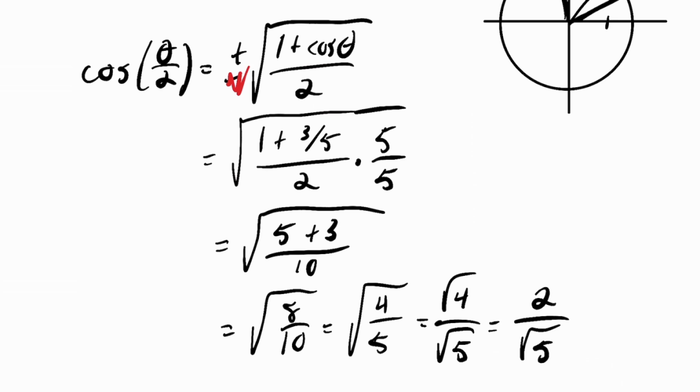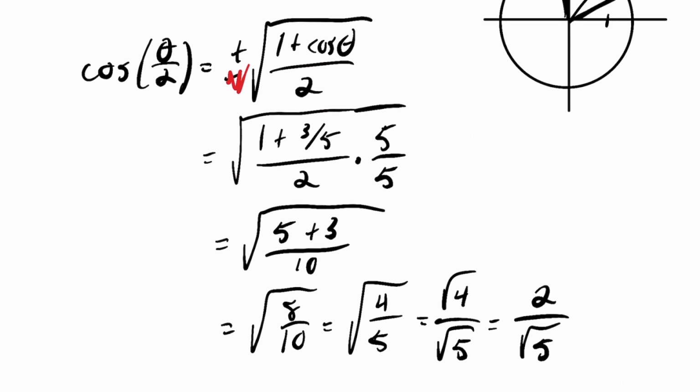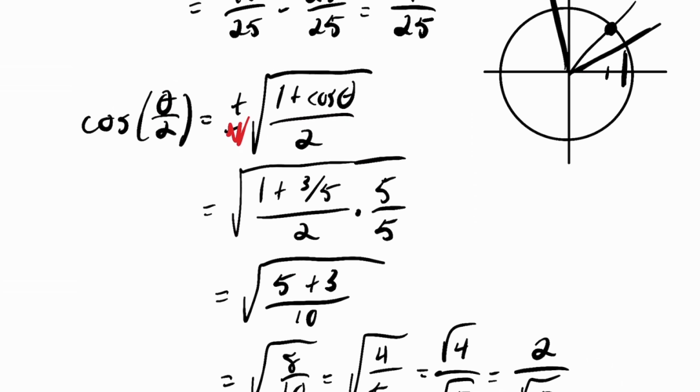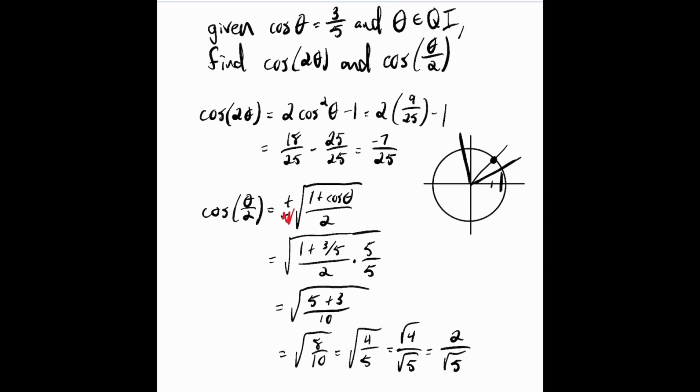So basically, this x-coordinate is 2 over root 5. Okay? So there we go. We found the double angle and the half angle using the formulas.